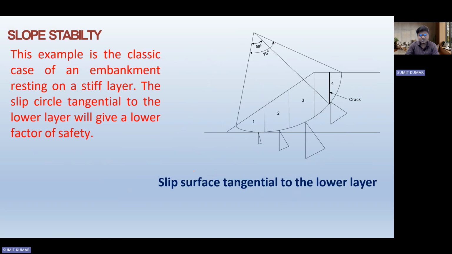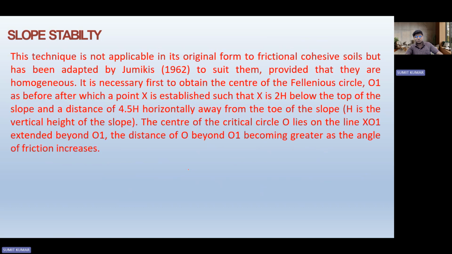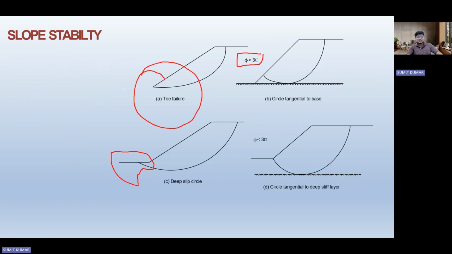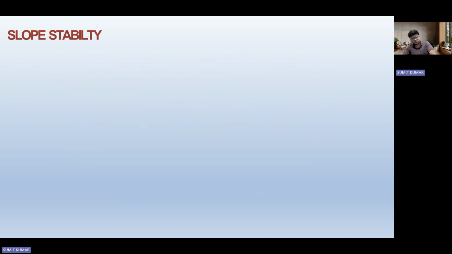Now when we see over here, this is what we have shown earlier, these four figures, in which it has been said that first is the toe, that the lower slope will pass through the toe. The second one is the circle tangential to base. So what we have seen earlier is this case also, and the other one is that in which it has been shown that the deep slip circle is presented. Right? Let me show you.